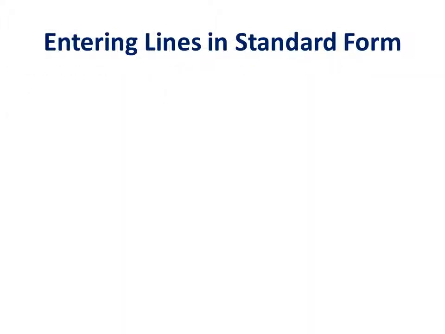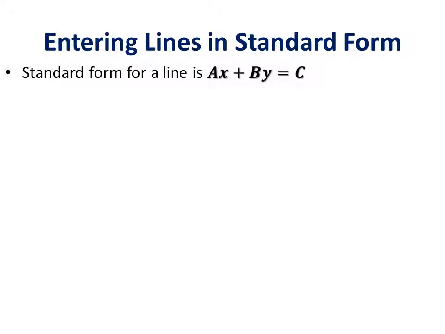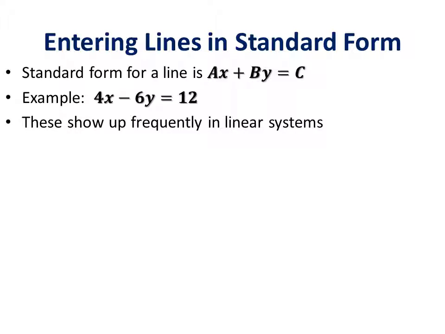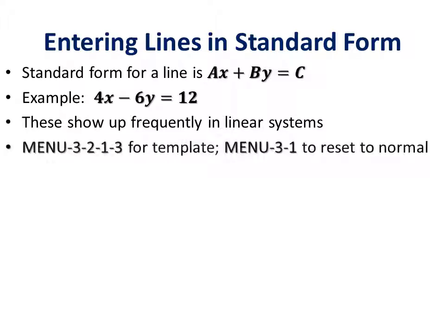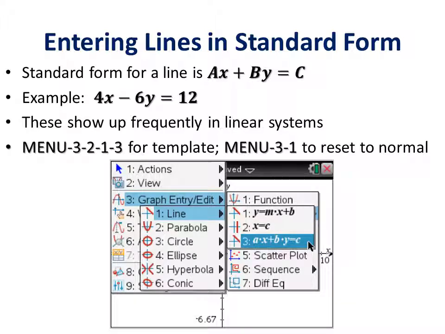Lines sometimes have to be entered in standard form. What is standard form? That's where you have the x and the y on the left and a number on the right. Here's an example, 4x minus 6y equals 12. So why would we mess up a perfectly good mx plus b with this mess? Well, if you remember from working with systems of linear equations, what you're going to see is usually x and y on the left side and a number on the right. So what we need to do is go to menu 3, 2, 1, 3. Okay, that's a lot of typing there, but we're going to change the entry edit method to an equation, pick a line, and finally pick the standard form, option 3.